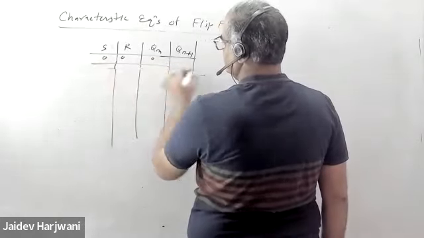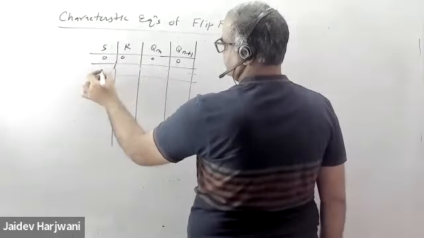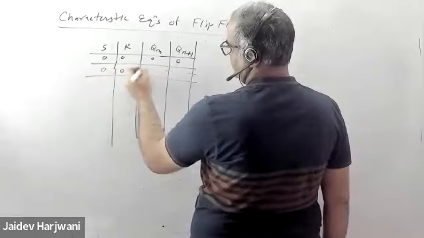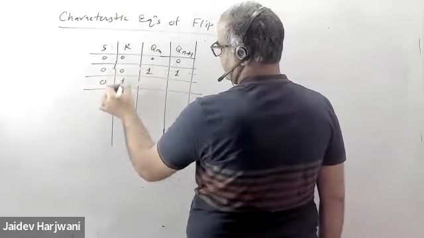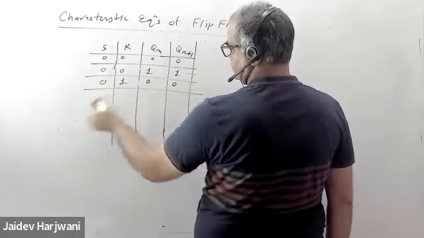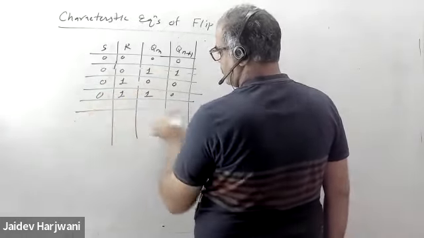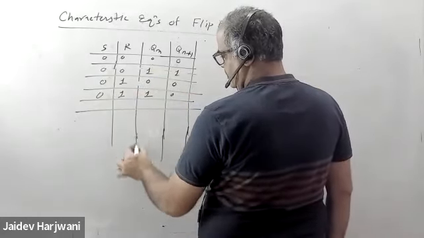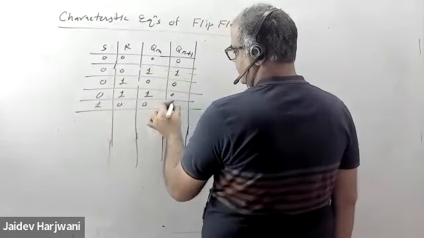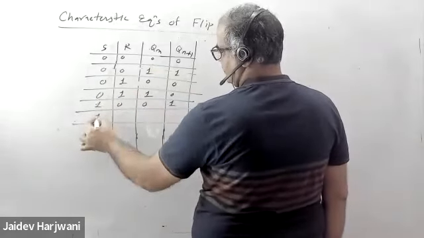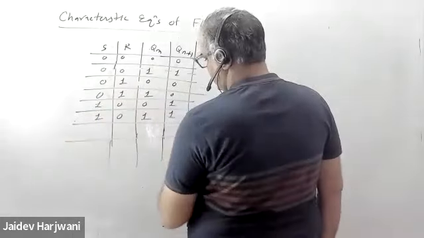If it is 0, this remains 0. Okay, now if it is 0 0 and this is 1, this remains 1. Now if it is 0 1, if it is 0, this remains 0. If it is 0 1, it is 1, it becomes 0. Now if it is 1 0, if it is 0, it becomes 1. If it is 1, it remains 1. Okay, what is the next?